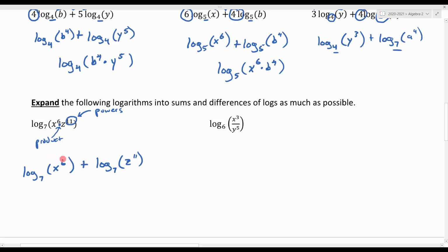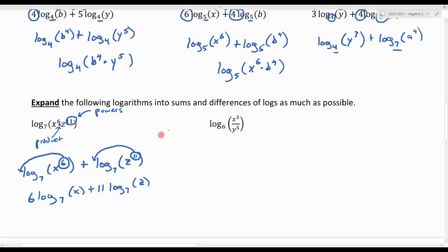Okay. Now I'm going to apply the power property, which is where I'm going to take this power and I'm going to move it out front. Same thing with this one. This one's got a power of 11. That 11 is going to move out front. Okay, so I'm going to say 6 log base 7 of x plus 11 log base 7 of z. And there we go. That is fully expanded.